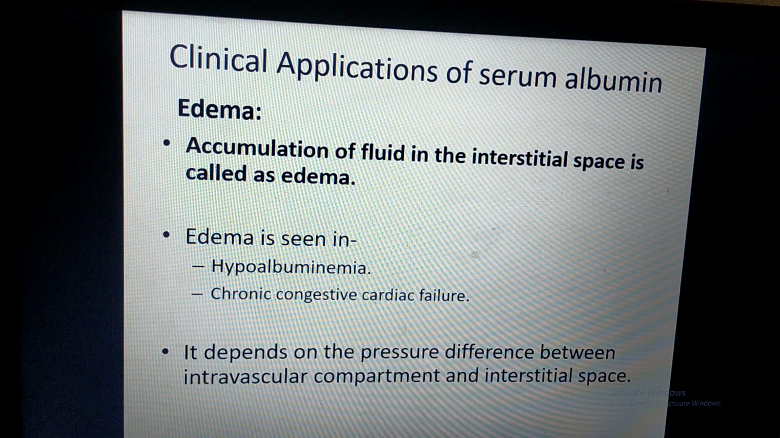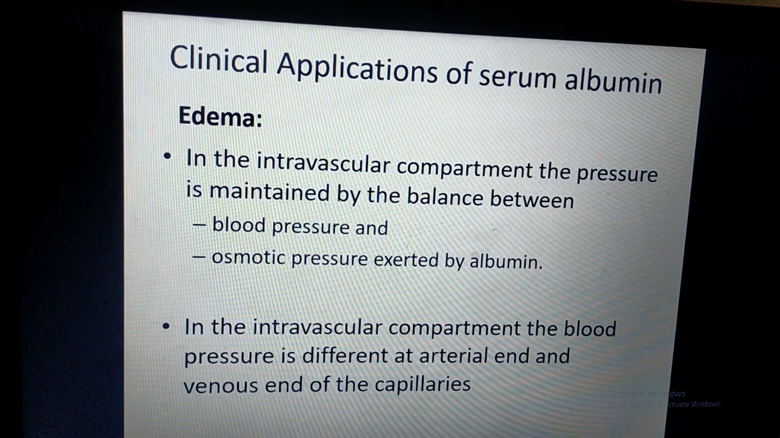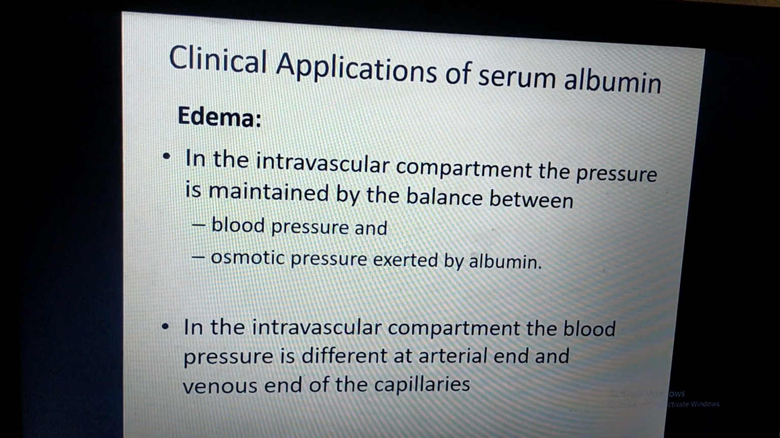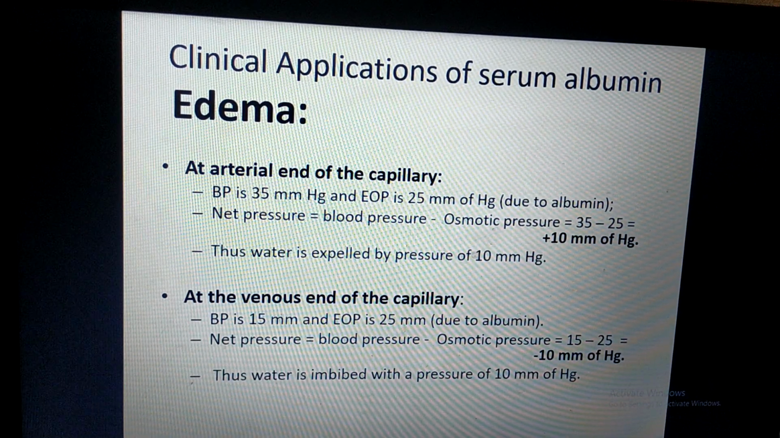Now, this edema depends on the pressure difference between intravascular compartment and interstitial spaces. In the intravascular compartment, the pressure is maintained by balance between blood pressure and effective osmotic pressure exerted by albumin. The blood pressure is different at arterial end and venous end of capillaries. At the arterial end, blood pressure is 35 mm of Hg and effective osmotic pressure due to albumin is 25 mm of Hg. So net pressure at arterial end is calculated by the formula blood pressure minus osmotic pressure. Here 35 minus 25 is plus 10 mm of Hg, the net pressure at arterial end of capillaries.